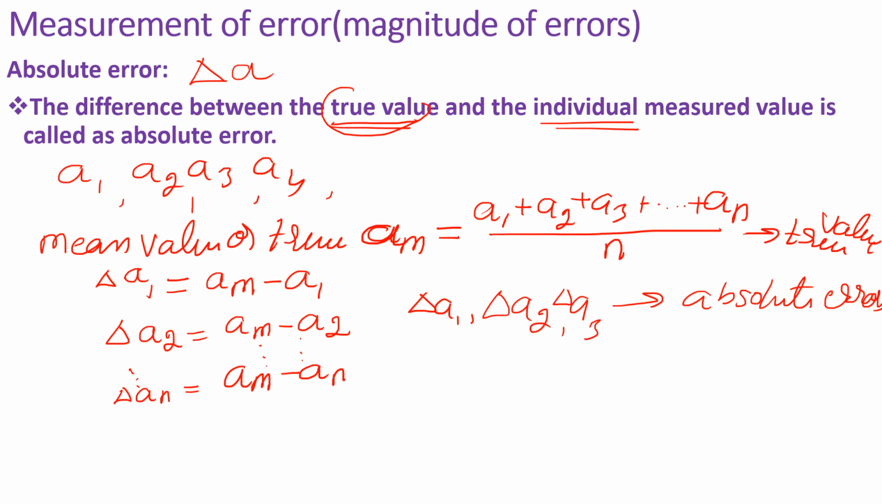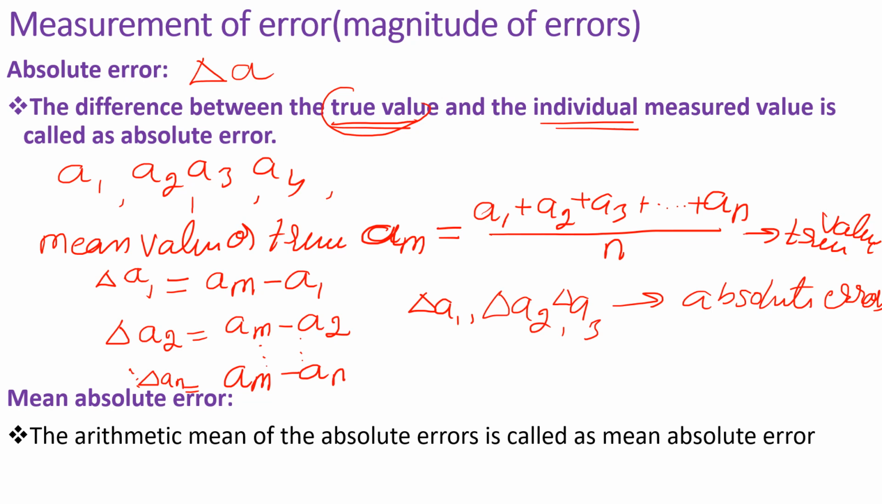Next, the next type of error is the mean absolute error. So just I will erase this. What is mean absolute error? The definition of mean absolute error is the arithmetic mean of the absolute errors. What are absolute errors? We have already found out which they are: delta A1, delta A2, delta A3, all these values.